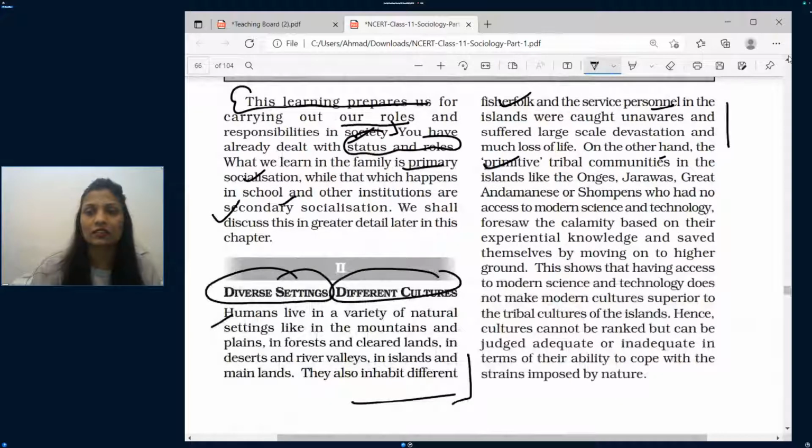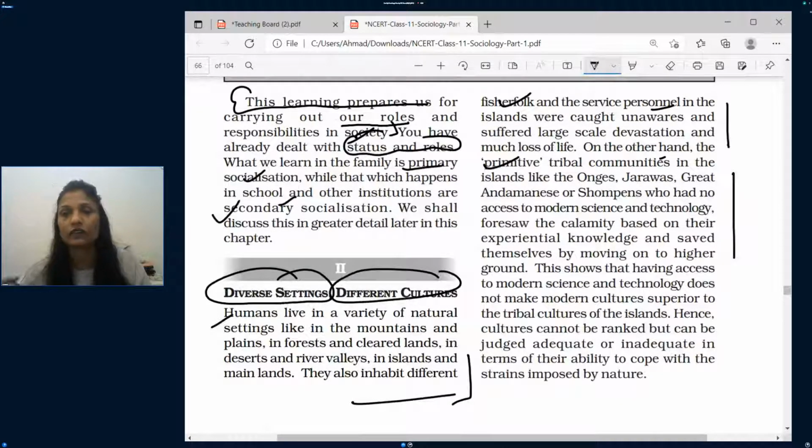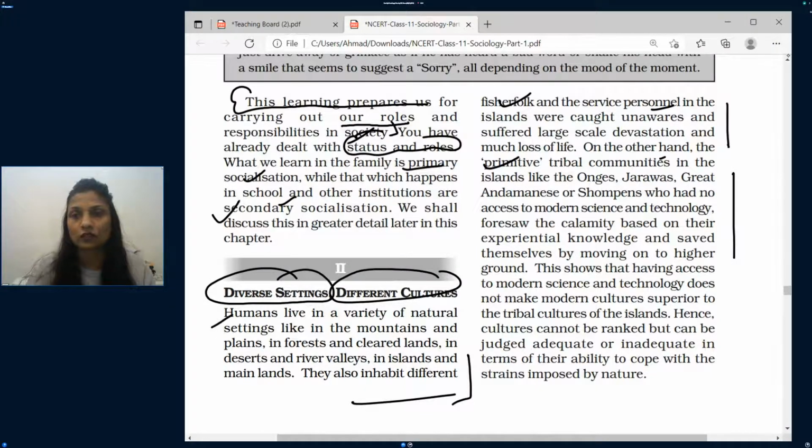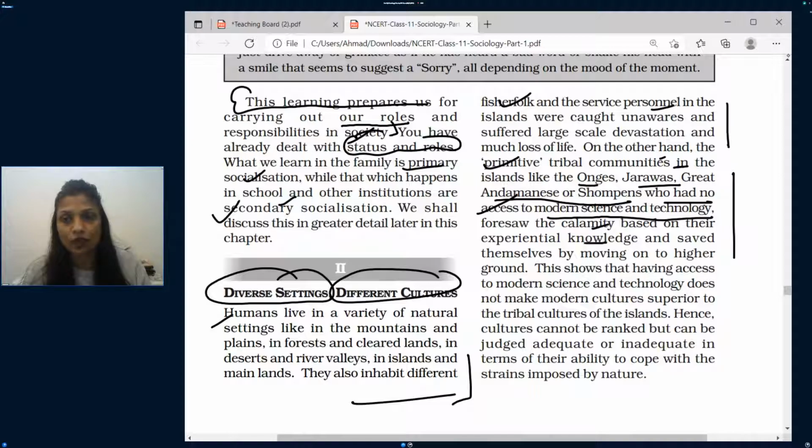Okay, so this is just simply saying how different these cultures are. Islanders like the Onges, Jarawas, Great Andamanese or Sentinelese had no access to modern science and technology, so they are different according to their place. And in the calamity, based on their experiential knowledge, they saved themselves by moving to higher ground. So this shows that modern science and technology does not make the modern culture superior to the tribal cultures of the island.